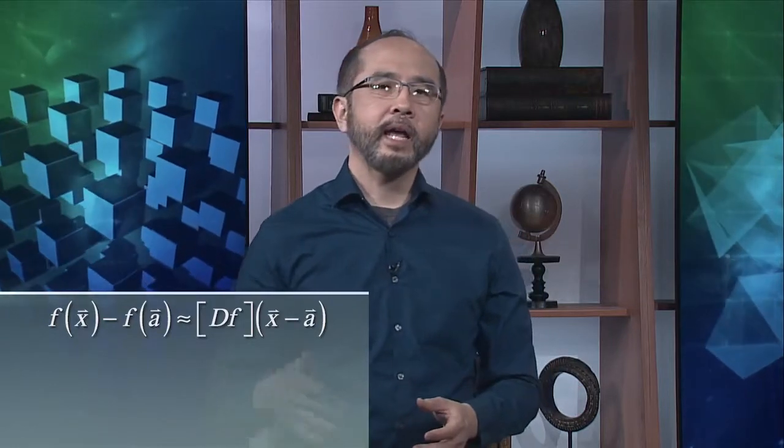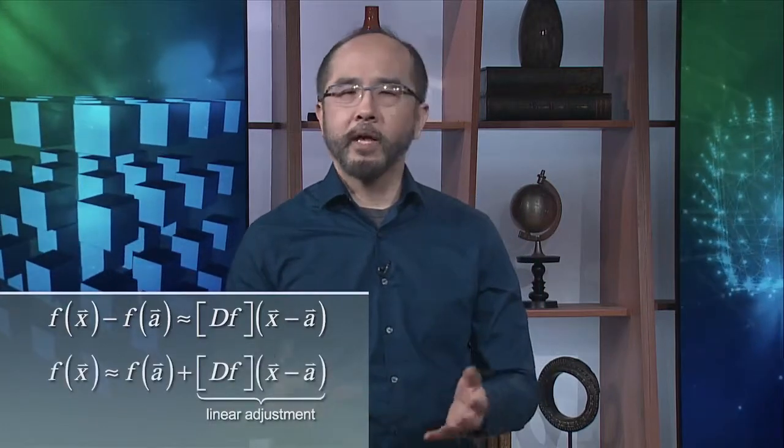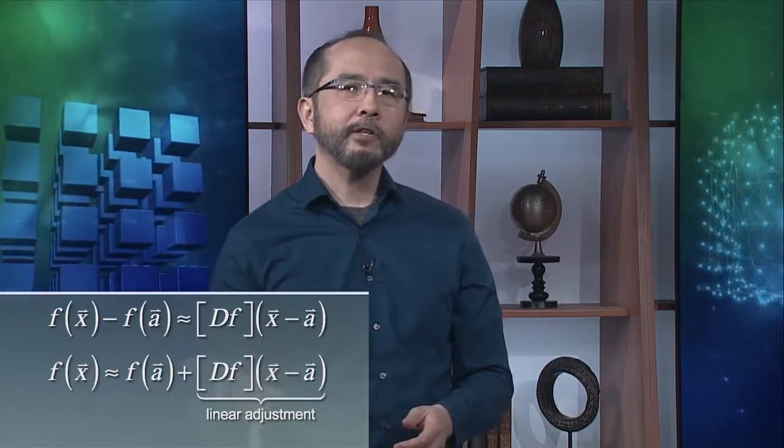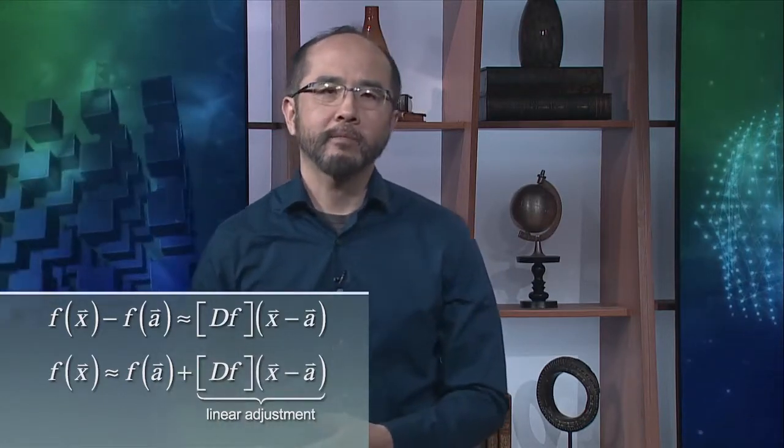And if we replace delta f by f of x minus f of a and delta x by x minus a, then we can approximate f of x knowing f of a and the derivative matrix at a. Rewriting, we'll get this. So you see in this formula how a small change in moving from the point a to the point x produces a linear adjustment to the value of f of a, just like in single variable calculus.